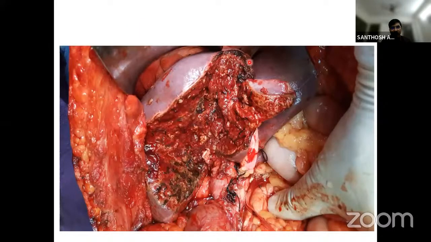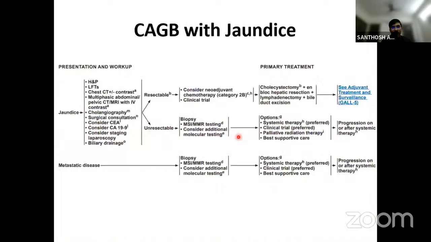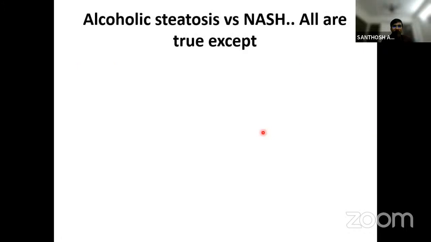So this is the intro picture of the schematic representation given in the previous slide. Okay. So carcinoma gallbladder with jaundice can be resectable, it can be unresectable also. This is taken from the management portion. If it is resectable, consider neoadjuvant therapy, but with jaundice, it is very difficult to give neoadjuvant therapy. You can directly go in for en bloc resection along with lymphadenectomy, then give chemotherapy. If it is unresectable, then do certain molecular testing and give systemic therapies.